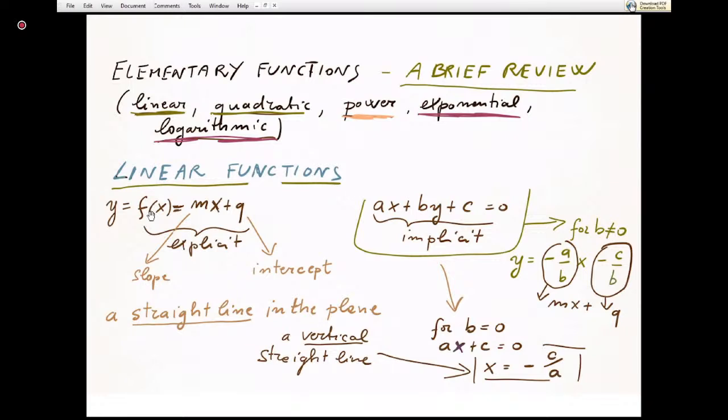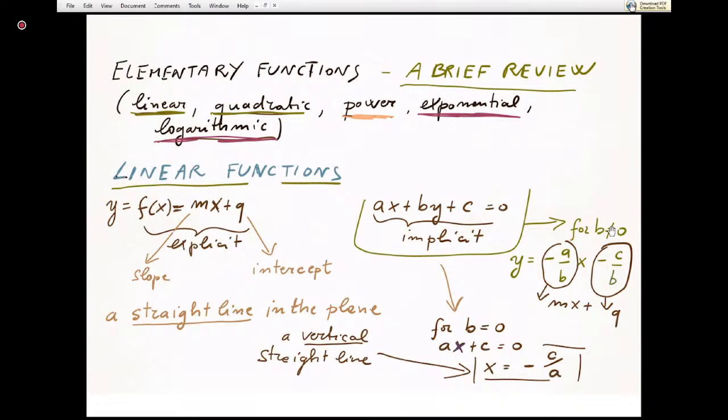Okay? Why? Because you can start from this one. You can move to the right c and ax and divide by b, and you get y is equal to minus a over b x minus c over b, and the structure is the same as this one. It's enough that you rename minus a over b as m and minus c over b as q. You have the same structure as this one. But if b is equal to 0, you cannot divide by b. So you cannot obtain the explicit form.